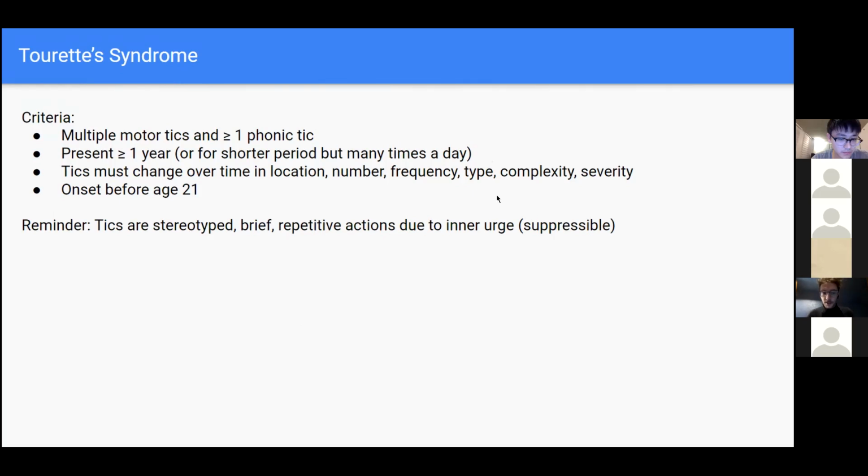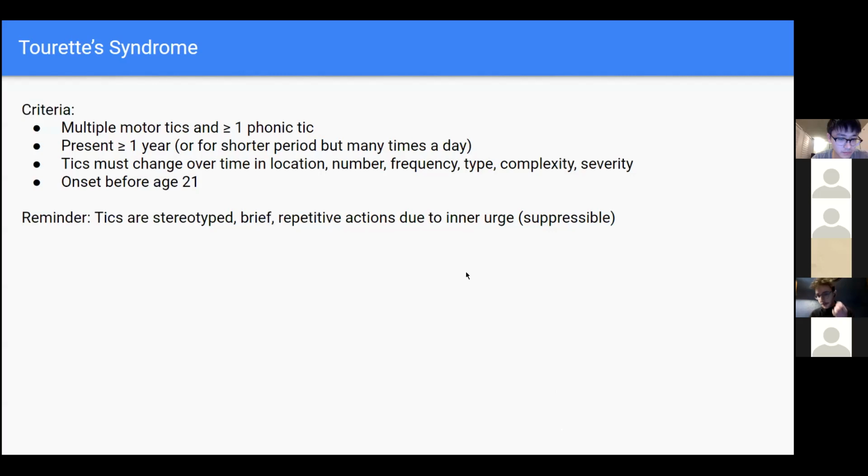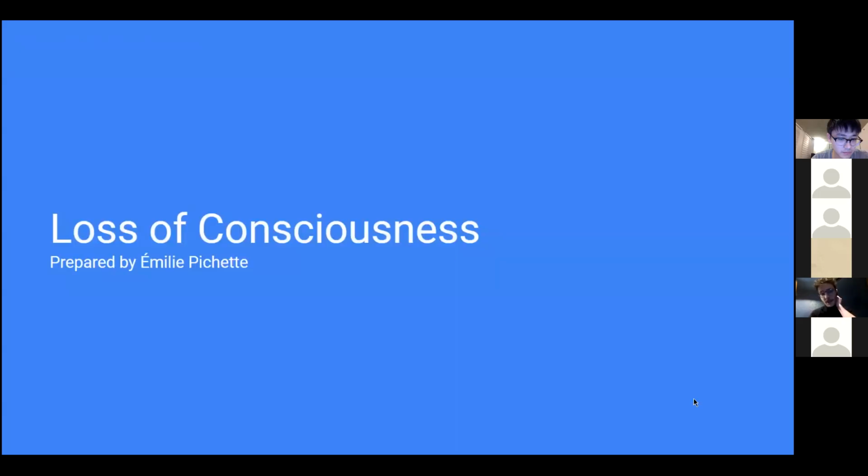So just as a reminder, the definition of a tic is a stereotyped, brief, repetitive action due to an inner urge, and it's suppressible. I think there are psychiatric diagnoses that also could involve things like this with presentation kind of later on in life, like after age 21, to kind of partially answer your question, Abby. So that's it for my section. I'm just gonna scan quickly to see if there are any other questions here. So Shadia, I'm pretty sure that it is essential tremor that is suppressed by alcohol.